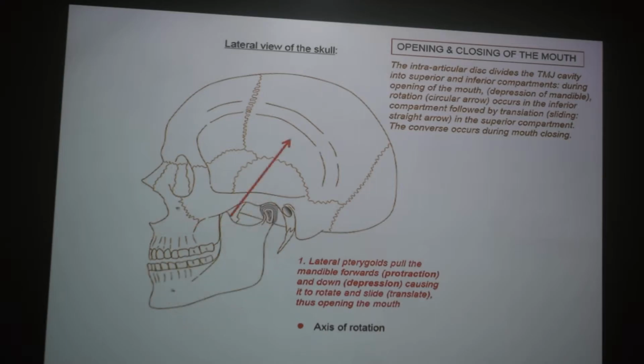The closing of the mouth is done by medial pterygoid, temporalis, and masseter. So medial pterygoid, temporalis, masseter pull the mandible up, elevation and backward retraction, causing the mouth to close.